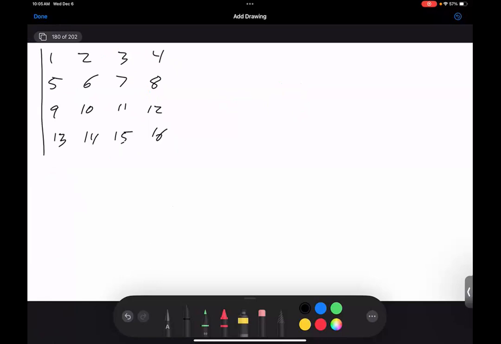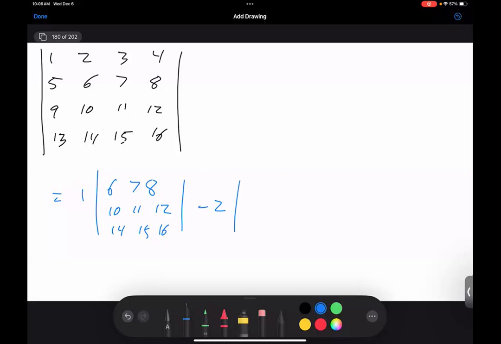And unfortunately, we can no longer use the trick. So we have to expand by minors. So this would be 1, and then the determinant of 6, 7, 8, 10, 11, 12, 14, 15, 16, right? Minus 2, and then it would be 5, 9, 13, 7, 11, 15, 8, 12, 16. Is everybody comfortable with expanding by minors like this?